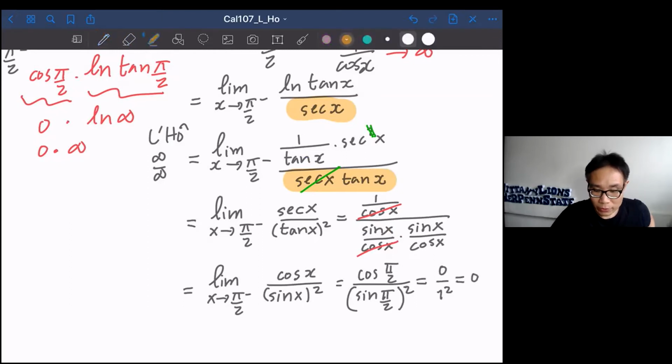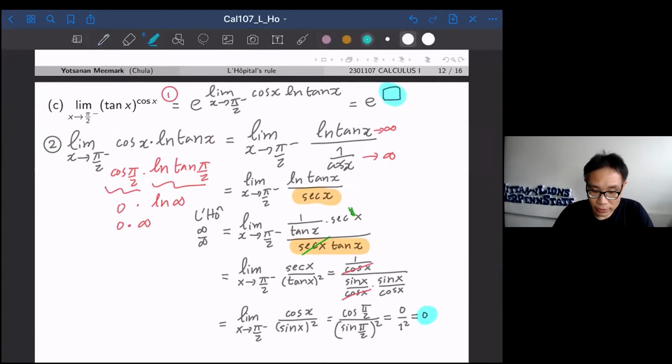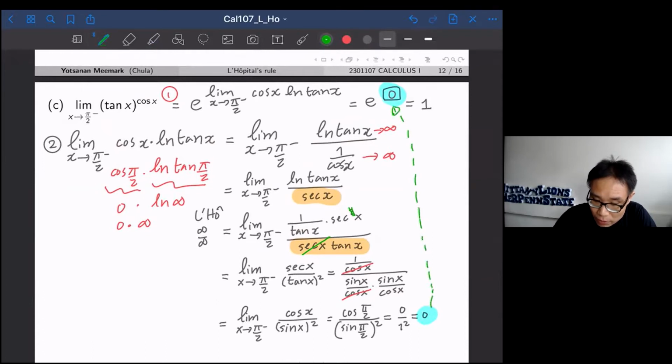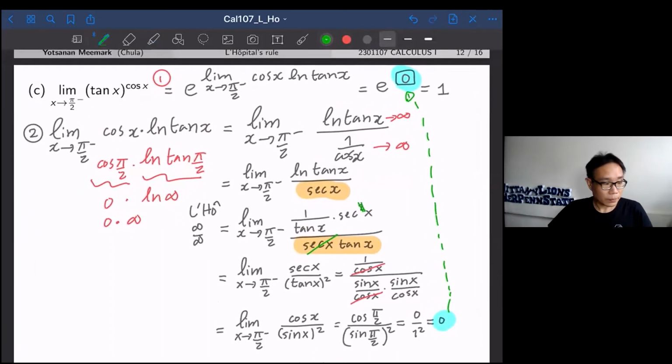Okay, so in this case, this is what you get. And you have the final answer equal to 0, e to the 0. So it's going to be 1 for the final answer. Okay, so this one, you move this one up, and this one turned out to be 1. And this is your third step.